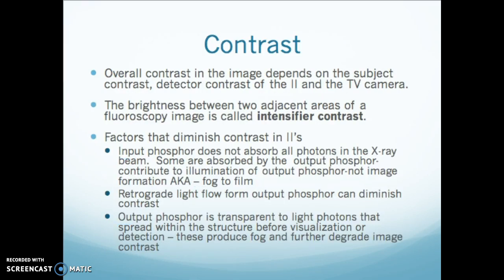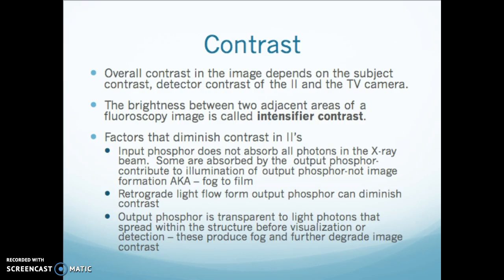So contrast. Overall contrast in the image depends on the subject contrast, detector contrast of the II and the TV camera. So the brightness difference between two adjacent areas of the fluoroscopic image is called intensifier contrast. Factors that diminish contrast in IIs: the input phosphor does not absorb all photons in the X-ray beam. Some are absorbed by the output phosphor and contribute to illumination of the output phosphor, not the image formation, aka fog to film. So it's kind of the same idea.